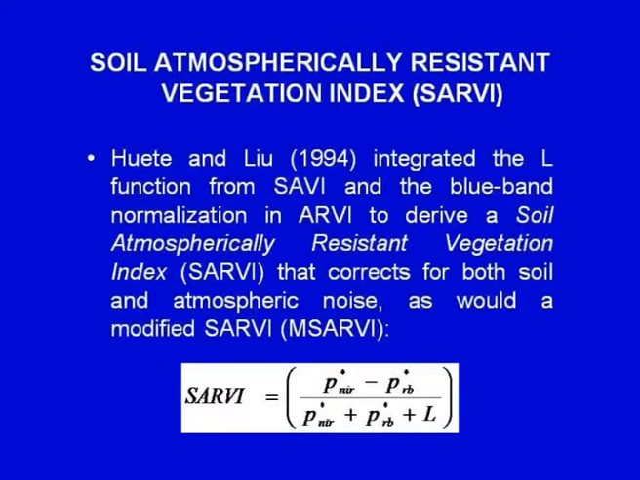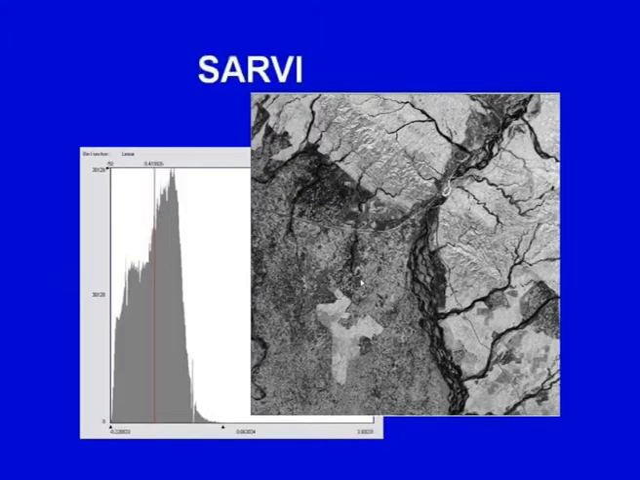which corrects both soil and atmospheric noise, as would a modified SARVI, or what we call MSARVI. So, SARVI can be represented as the difference between the NIR and the difference between the red and the blue information, divided by NIR plus the difference between the blue and the red reflectance plus the soil correction factor L. In this particular slide, we now see the SARVI image, which has been represented here.